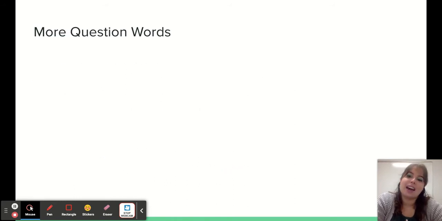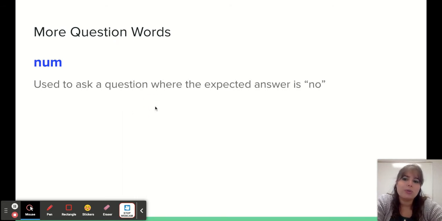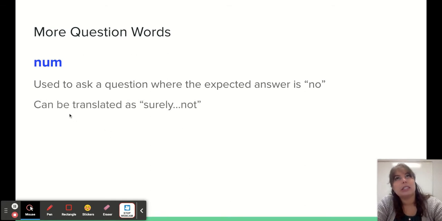All right, and then kind of going along with this, we have a couple of other question words that we're going to go over. So the first one is num, and I think we've seen this one in one of our passages from last chapter. So num is used to ask a question where you are expecting the answer to be no. So it's a yes-no question where you're expecting the answer is going to be no. So one of the easiest ways of translating this is surely not.